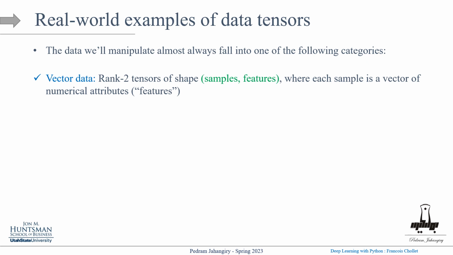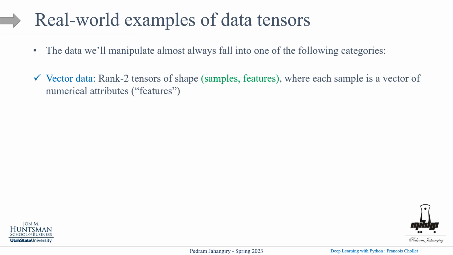The data that we're going to work with is either structured data that comes as vector data, which we call a rank 2 tensor, or it's unstructured data, and we usually require a rank 4 tensor. We don't need to go beyond that. But let's look at some examples in more detail.